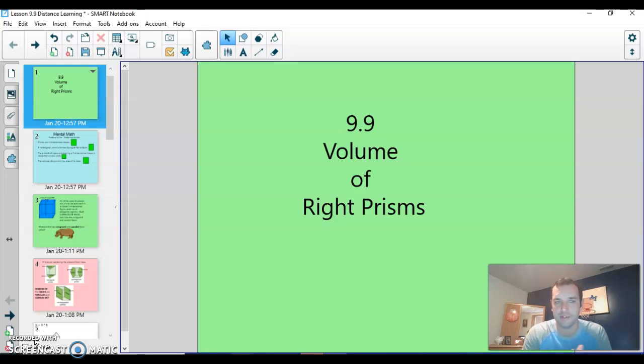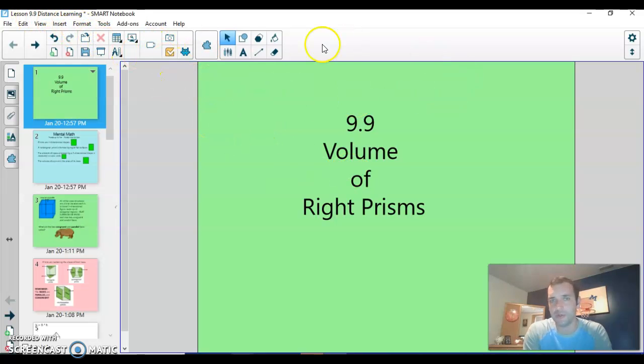I used the Screenomatic just so you could follow along with my screen so you could see what I was doing. So I'm right here in Smart Notebook. I made a lesson for the fifth graders at Minnewaska here, and it's lesson 9.9.